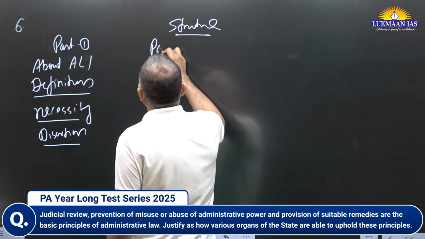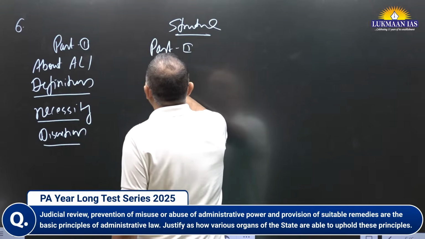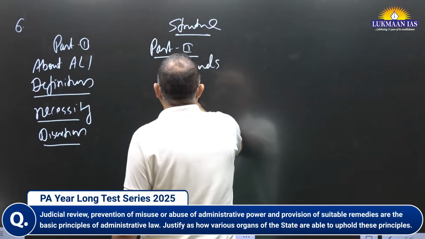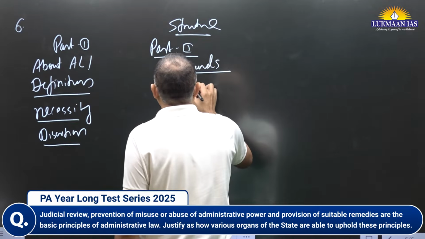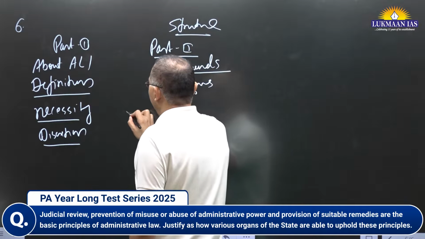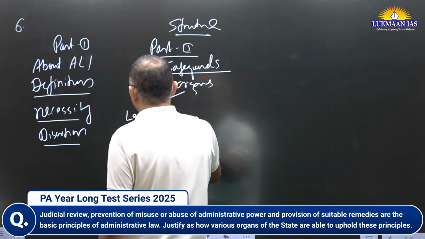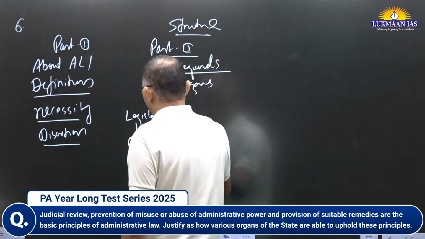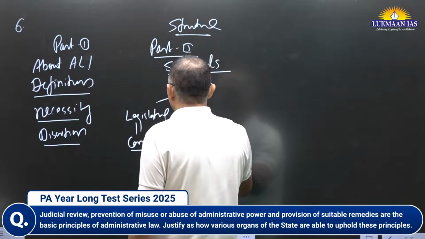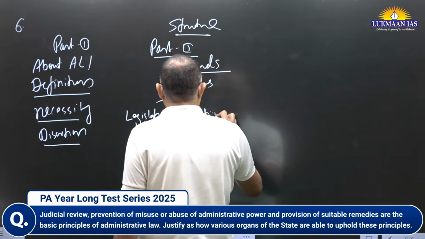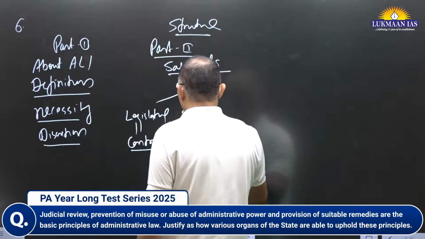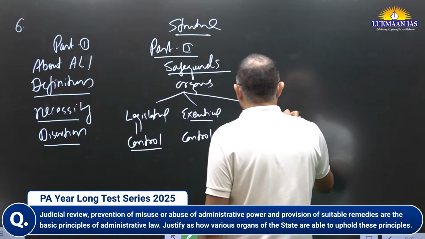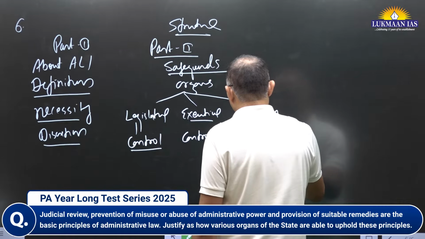Part 2. Safeguards by three organs. So let's say the legislature. It exercises control. This executive. It also exercises control. Then the judiciary through judicial review.